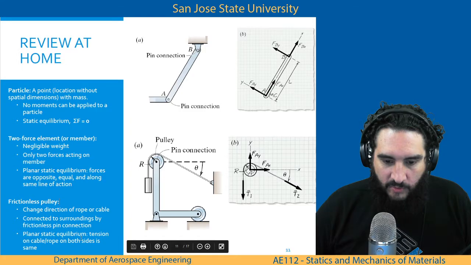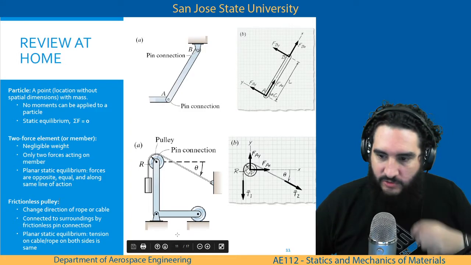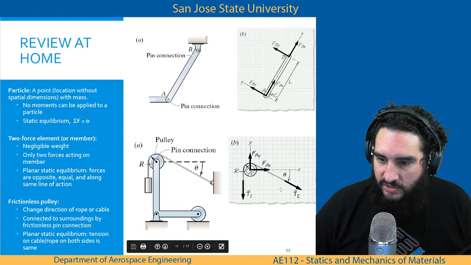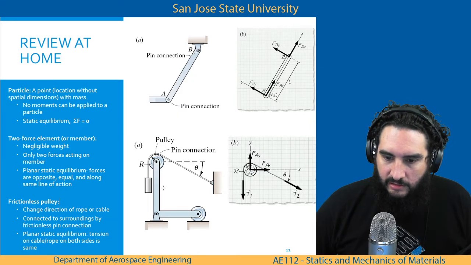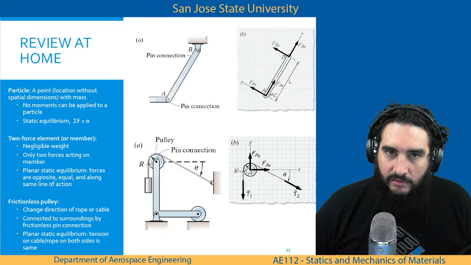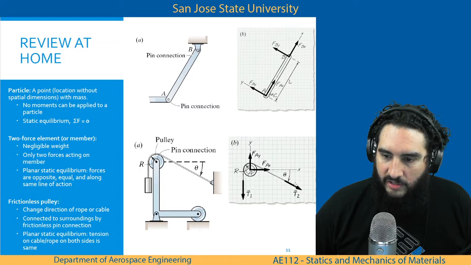Tension on the cable or rope on both sides is the same. Right, it just redirects tension 1 and tension 2. So tension 1 and tension 2 should be equal. I'm going to go through an example later on where I'm not going to destroy the member and the pulley. So keep that in mind when I go through the example a little bit later.